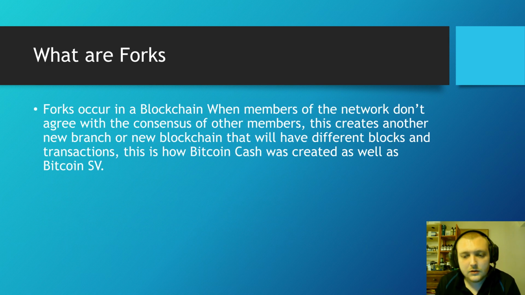So we're just going to go over this real quick. What are forks? Because many people might be confused with Bitcoin Cash or Bitcoin Satoshi Vision. A fork will occur in a blockchain when members of the network don't agree with the consensus of other members. This creates another new branch or new blockchain that will have different blocks and transactions. So like I said, this is how Bitcoin Cash was created, as well as Bitcoin Satoshi Vision. These are not Bitcoin itself, but forks of the Bitcoin protocol.